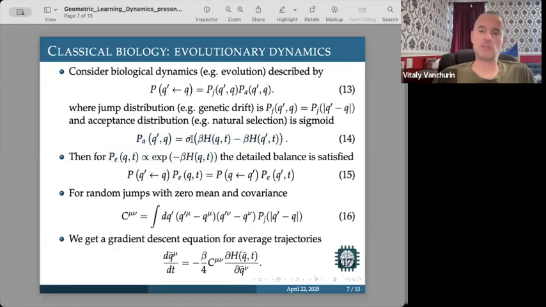Okay, so now to proceed, we already set up our acceptance probability through this sigmoid function, which is like a shifted hyperbolic tangent, shifted up. But let's now describe the probability of jumps. We describe it as a Gaussian, which is again the simplest thing, with zero mean and this covariance matrix.